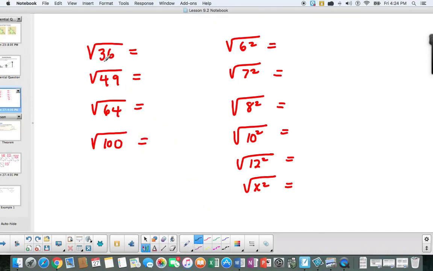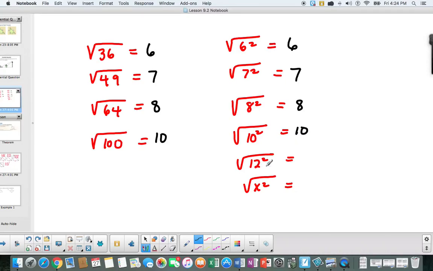All right, the square root of 36 is 6. The square root of 49 is 7. The square root of 64 is 8. And the square root of 100 is 10. So when you take a square root of a perfect square, it's just that number. Now, I'm writing this again, but instead of writing 36, I'm writing 6 squared. The answer should be the same. And it's going to be 7, it's going to be 8, and it's going to be 10.